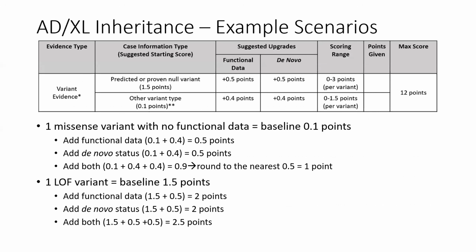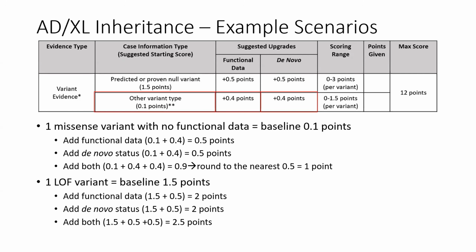So let's walk through a few examples. If we are evaluating an autosomal dominant or X-linked disease, the following scenarios apply. So if your variant is missense, it would start at a baseline of 0.1 points. According to the table, if supportive functional data were available, you would add 0.4 to your baseline and the resulting score would be 0.5. Similar situation if your missense variant was de novo. You could add an additional 0.4 points, bringing the total you would document in the GCI to 0.5.